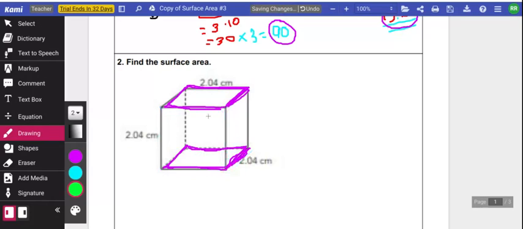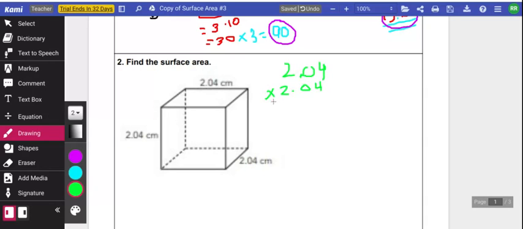Okay, so let's find the area of one of the faces. So 2.04 times 2.04, right? This is simply the area of one of the squares. Okay, so 4 times 4, that is 16. 4 times 0 is 0, plus 1 is 1. And 4 times 2 is 8. Okay, so I've used that placeholder 0. 0 times 4, 0.